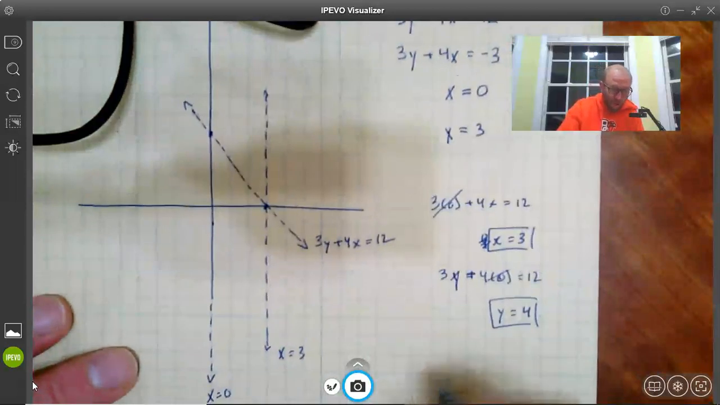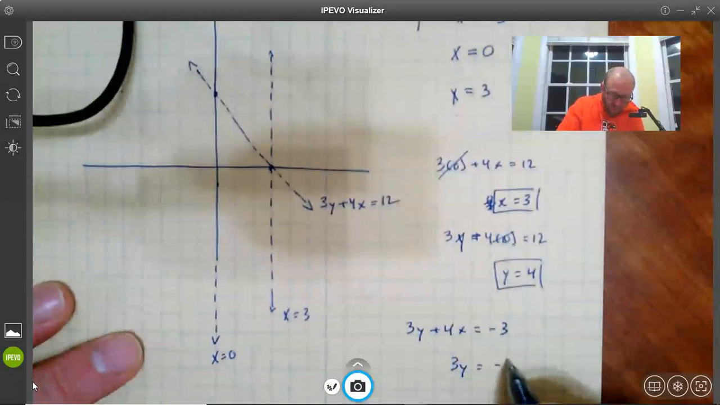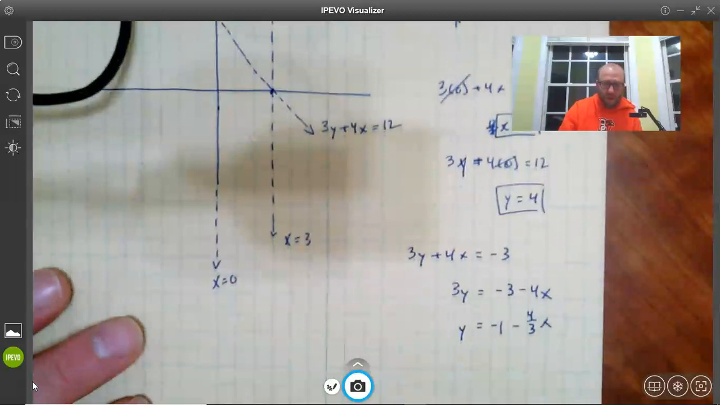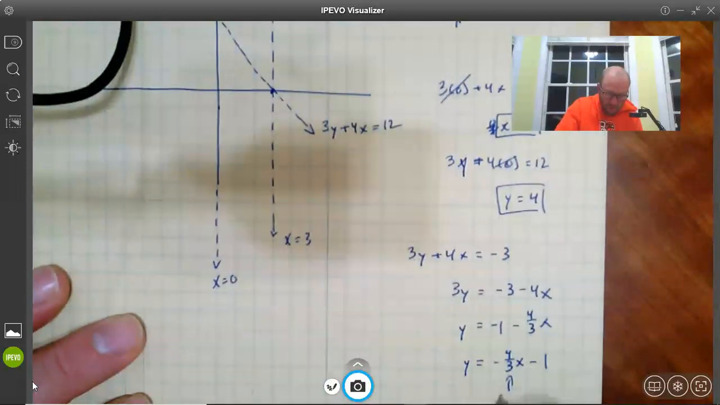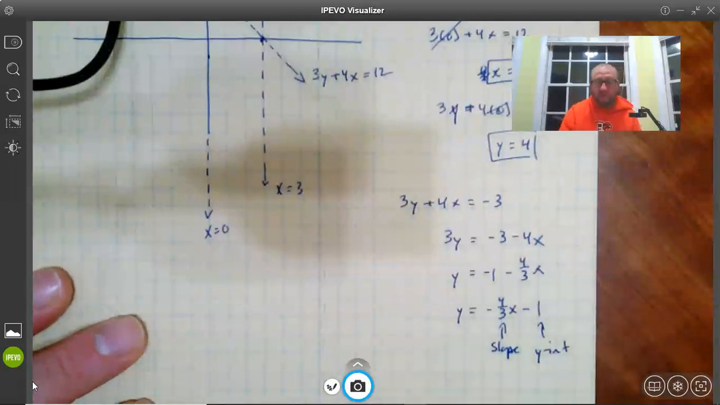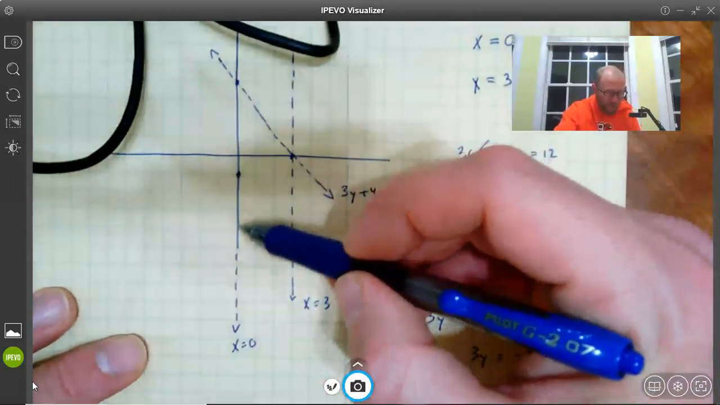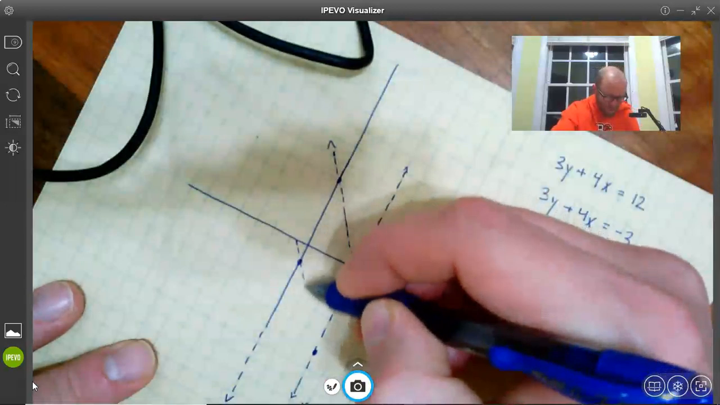We're instead going to solve for y. So we'll say 3y plus 4x equals negative 3. Take 4x away from each side. 3y equals negative 3 minus 4x. Divide everything by 3, and I get negative 1 minus 4/3 x, which I could rearrange as negative 4/3 x minus 1. So that's my slope. And that's my y-intercept. So y-intercept of negative 1 and the slope of negative 4/3, which means we go down 1, 2, 3, 4, and over 1, 2, 3. Right there.